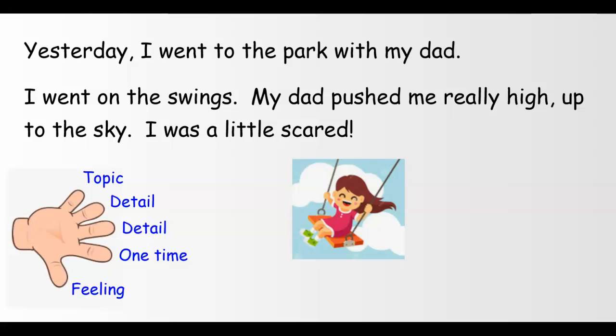So grade 2, I would like you to write in your writer's notebook a story that has a topic, a detail, one time, and a feeling.